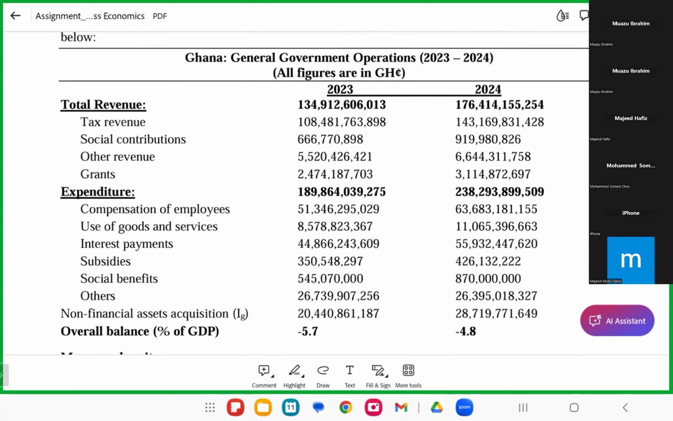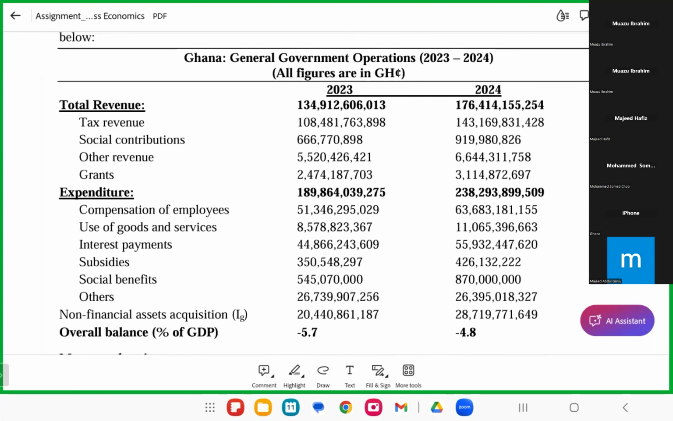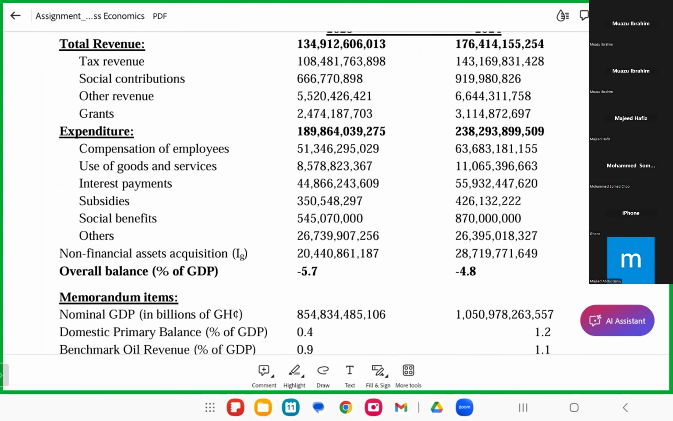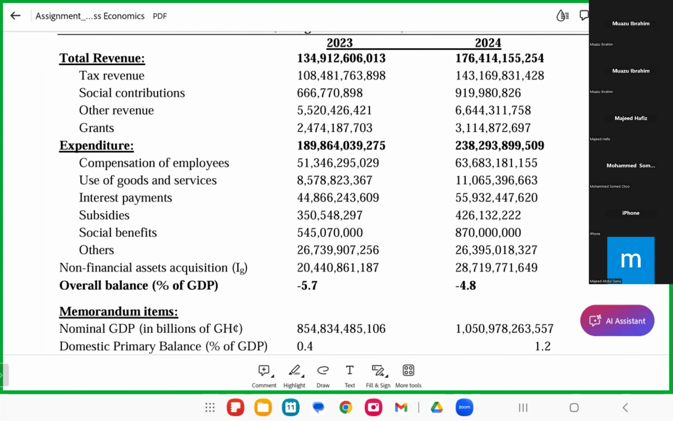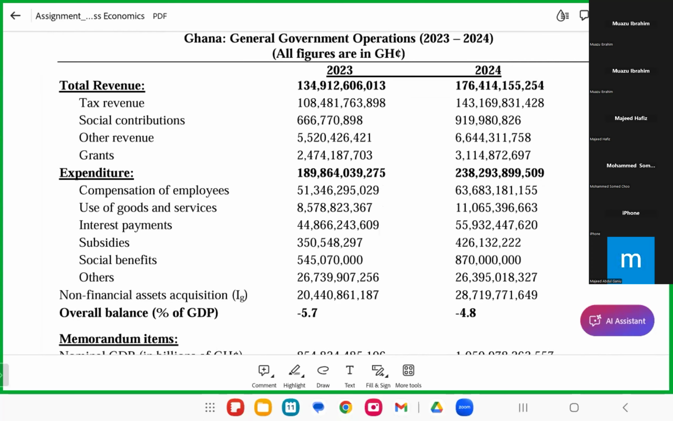So we have the revenue side and we have the expenditure side. All these are the above-the-line items. So 2023, this was the budget projection. And you see the overall revenue, 134.9 billion. And then for 2024, government is saying, I'm going to increase the revenue to 1 hundred and 6.4 billion. And the tax revenue, listen, this is total revenue.